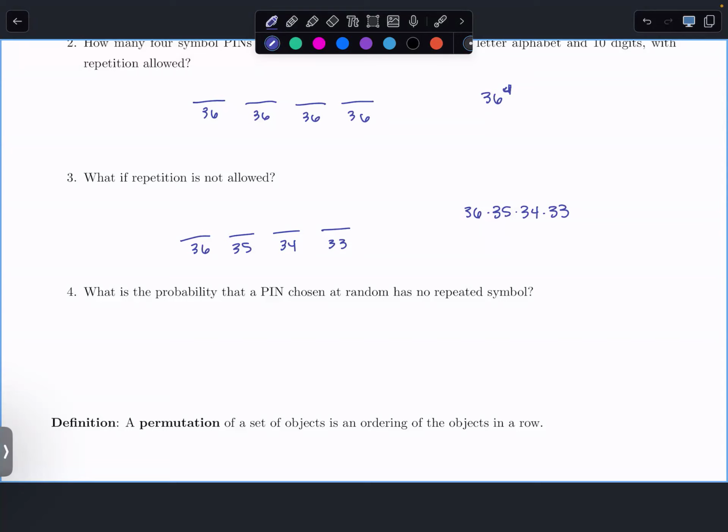We're doing probability now. Yes. The number of things in the event divided by the number of things in the space, right? So this would be the number without repetition, and this is the total number down here that includes repetition. So we're looking at 36 times 35 times 34 times 33 divided by 36 to the 4th for that probability.